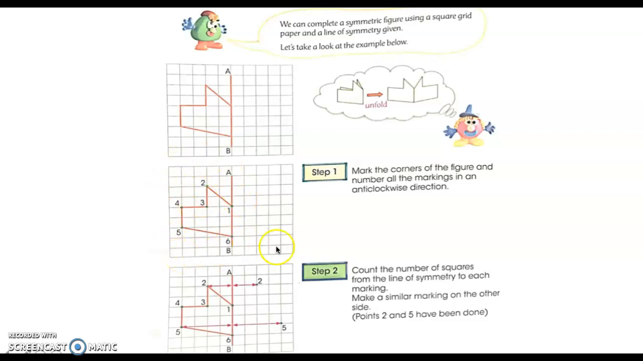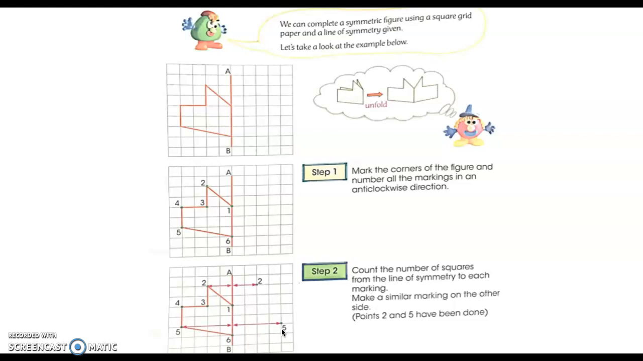Okay, and then step 2, count the number of squares from the line of symmetry to each marking. That means this is the line of symmetry I told you is a mirror. So point 2 is 1, 2 squares from the line. So from the other side it will be 1, 2 squares, the 2. For example 5: 1, 2, 3, 4. So from the line of symmetry 1, 2, 3, 4, so 5 will be after 4 squares.